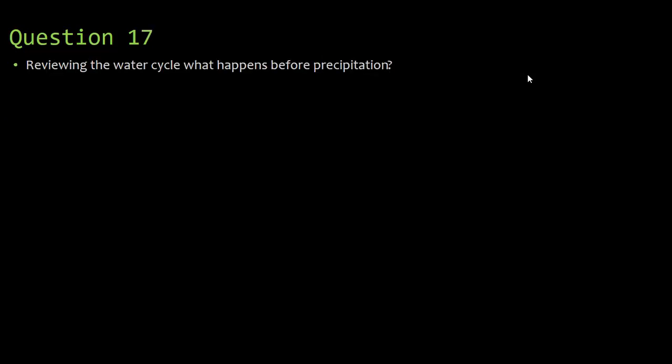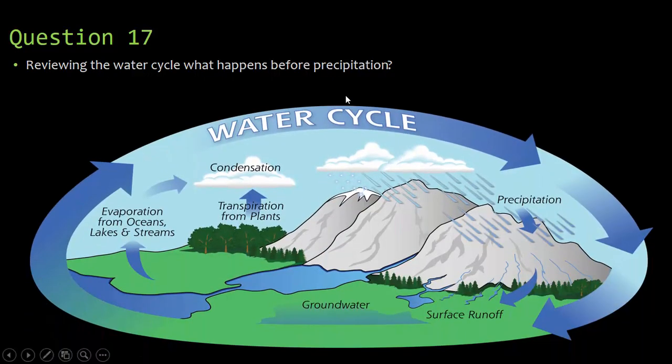17, reviewing the water cycle, what happens before precipitation? Precipitation is also known as rain, and before the rain falls, condensation has to happen. Before condensation, you have evaporation from the ground, ocean, lakes, and streams, and transpiration from plants. That means plants give off water, and we'll talk about that when we dive into studying plants later this year. But right before precipitation, this rainfall, the water condenses.